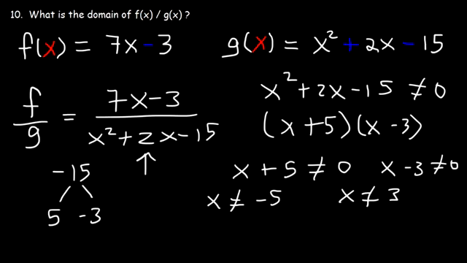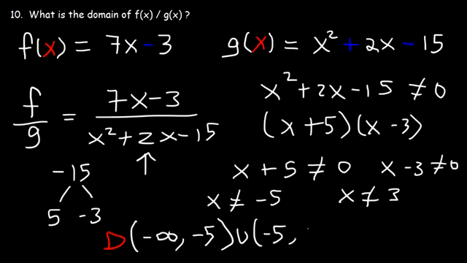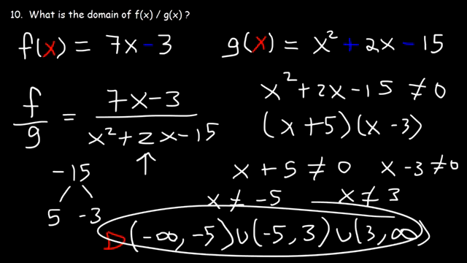So to write the answer using interval notation, it's going to look like this. Negative infinity to negative 5. That means x could be anything from negative infinity to negative 5, but it doesn't include negative 5. Union, x could be anything between negative 5 and 3, but not negative 5 or 3. And then union, 3 to infinity. x could be anything greater than 3. So that's the domain of f divided by g.